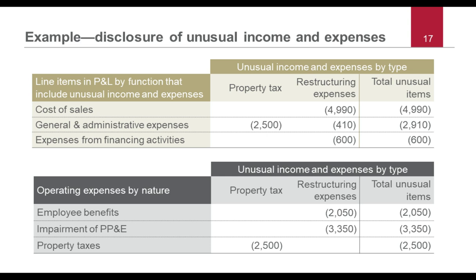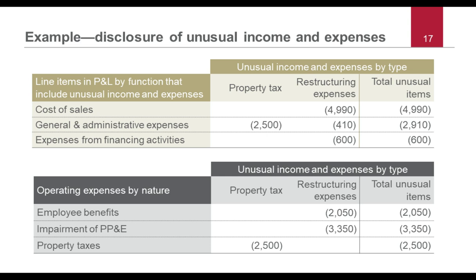Now, I understand this by nature, by function distinction is only applicable to operating expenses, but do we expect unusual income or expenses would always only be included in the operating category? Well, not necessarily. Companies would classify income and expenses into categories following the definitions of each category, as we discussed in the last webinar. Whether income and expenses are unusual does not affect the classification itself. So unusual income and expenses could be included not only in the operating category, but also in the other categories, such as financing or integral associates and joint ventures.